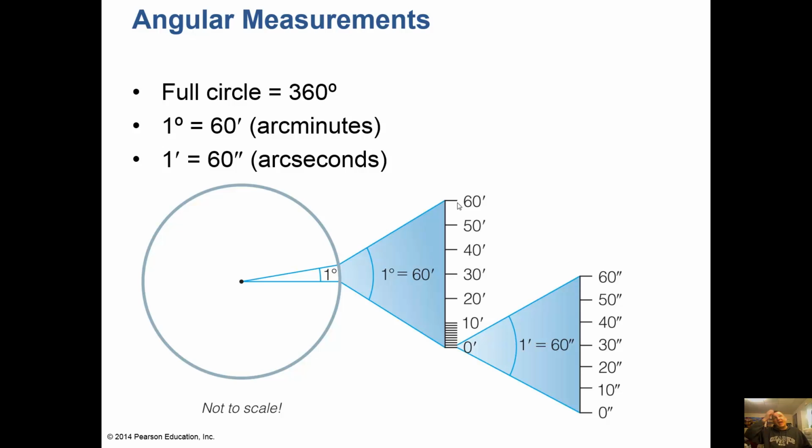So here are those angular measurements. Full circle is 360 degrees. 1 degree has 60 arc minutes. Think of it as a clock, like time. 1 degree is 60 arc minutes of angle. And then every arc minute has an arc second, and there are 60 arc seconds in an arc minute, 60 arc minutes in a degree, and 360 degrees in the whole sky.